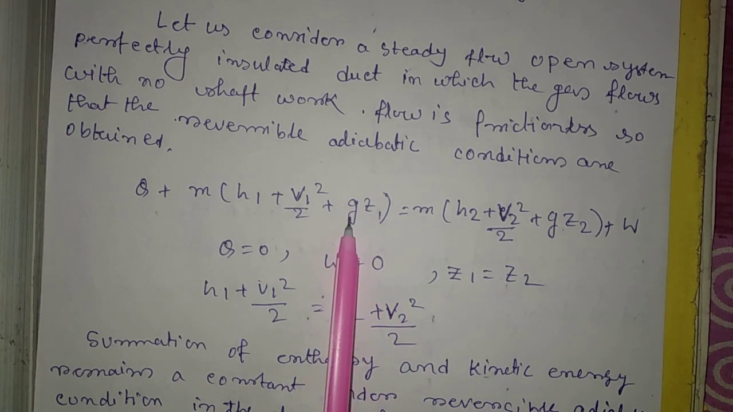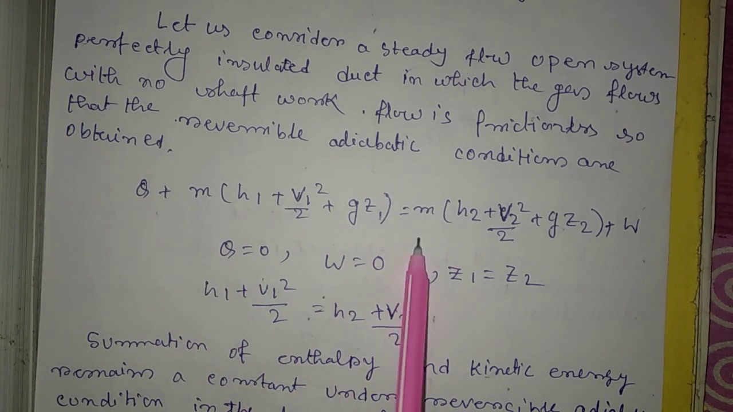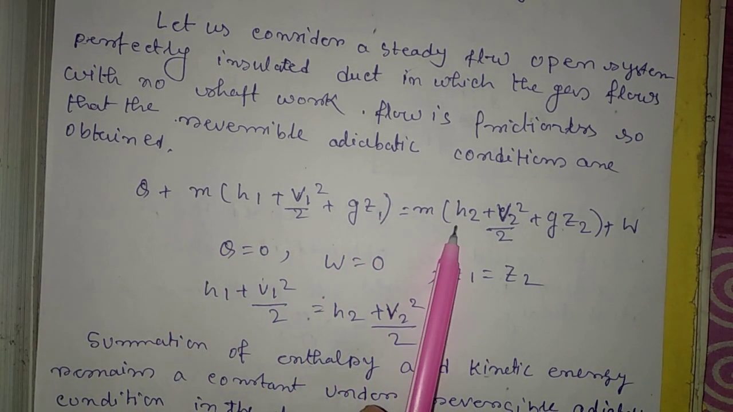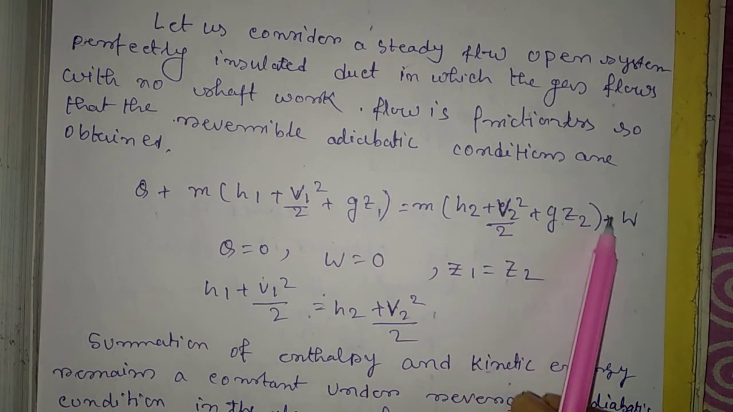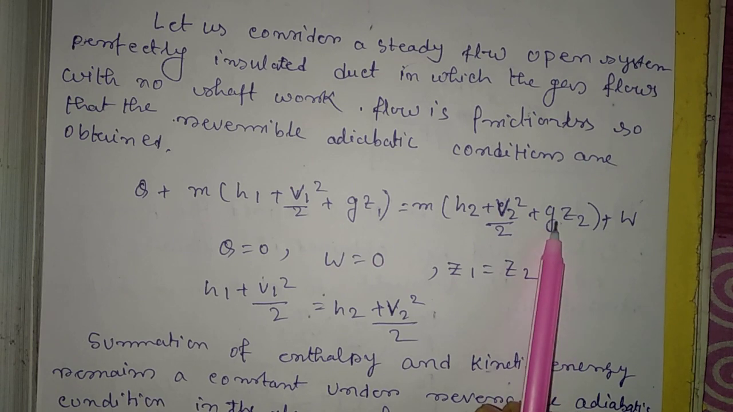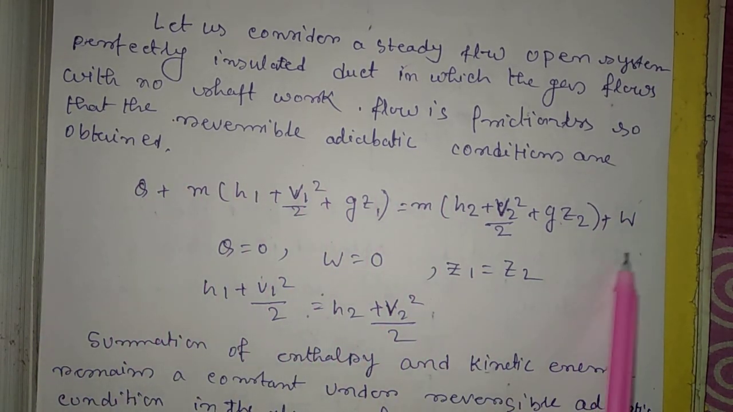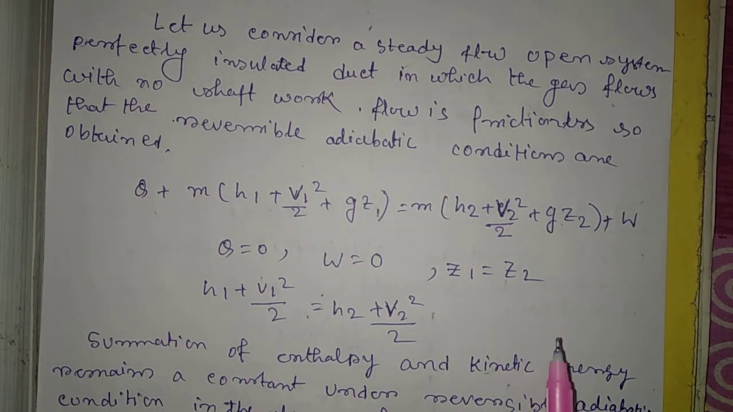And gz1 is your datum head, or basically the potential energy, where g is the gravitational constant and z1 is the datum head from your reference line. m is also the mass flow rate, and h2 is your enthalpy at the exit section, along with kinetic energy and potential energy at the exit section, and W is your shaft work. So this is the general steady flow energy equation, in which a single stream of fluid is entering and a single stream of fluid is leaving the control volume.